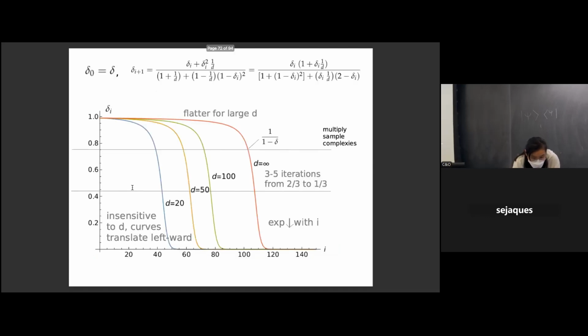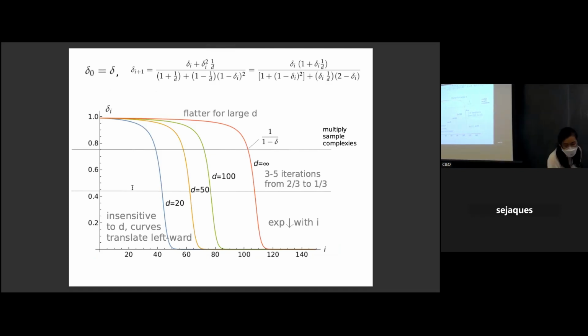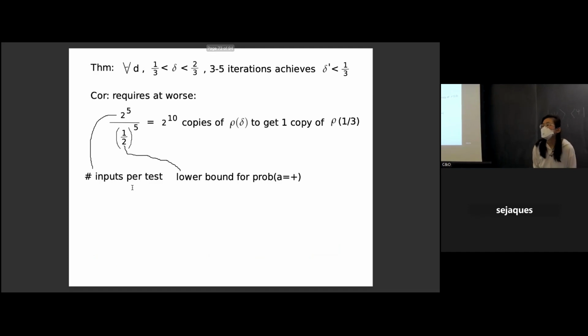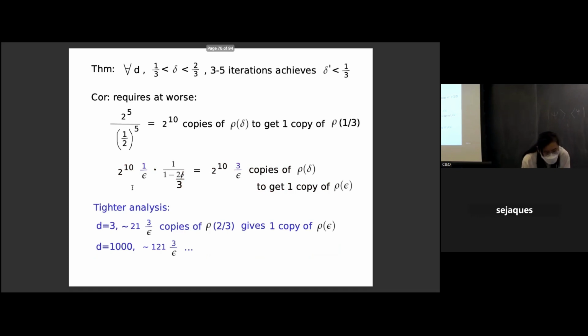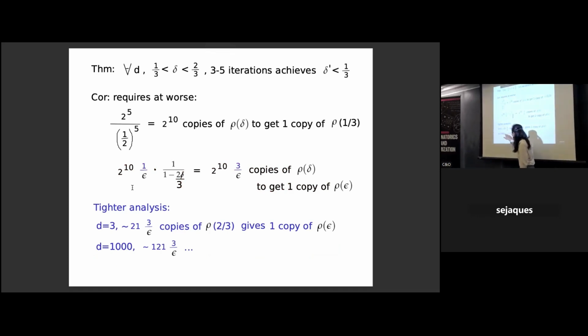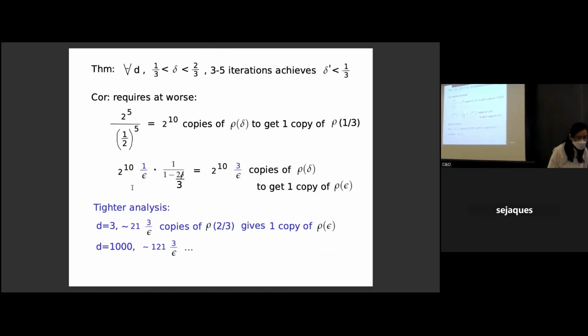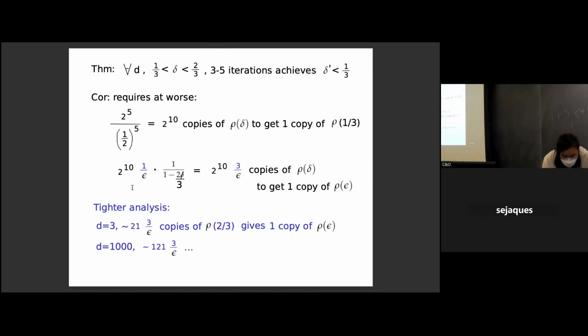If it is medium noise, then we have to perform the purification from 1/3 to 2/3. The upper bound on how big a multiplicative factor you incur is 2 to the 10. It is multiplicative. If you do the calculation more carefully, for fairly moderate dimension, this is much smaller than 2 to the 10, but 2 to the 10 is the worst case scenario.